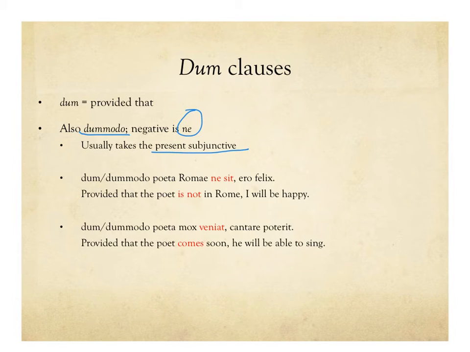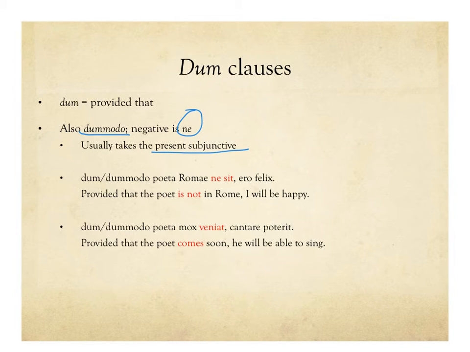So, for example, in our first sentence, dum or dum modo poeta Romae ne sit, ero felix. Provided that the poet is not in Rome, I will be happy. So you can see that my happiness is completely predicated on the fact that this poet is not going to be in Rome. If he's in Rome, then suddenly I'm not happy, right? In the second example, you can see too that this one is a positive one. Dum modo poeta mox veniat, cantare poteret. Provided that the poet comes soon, he will be able to sing. If he doesn't come soon, he's going to miss the concert and he's not going to be able to sing. But provided that he comes soon, he will be able to sing.